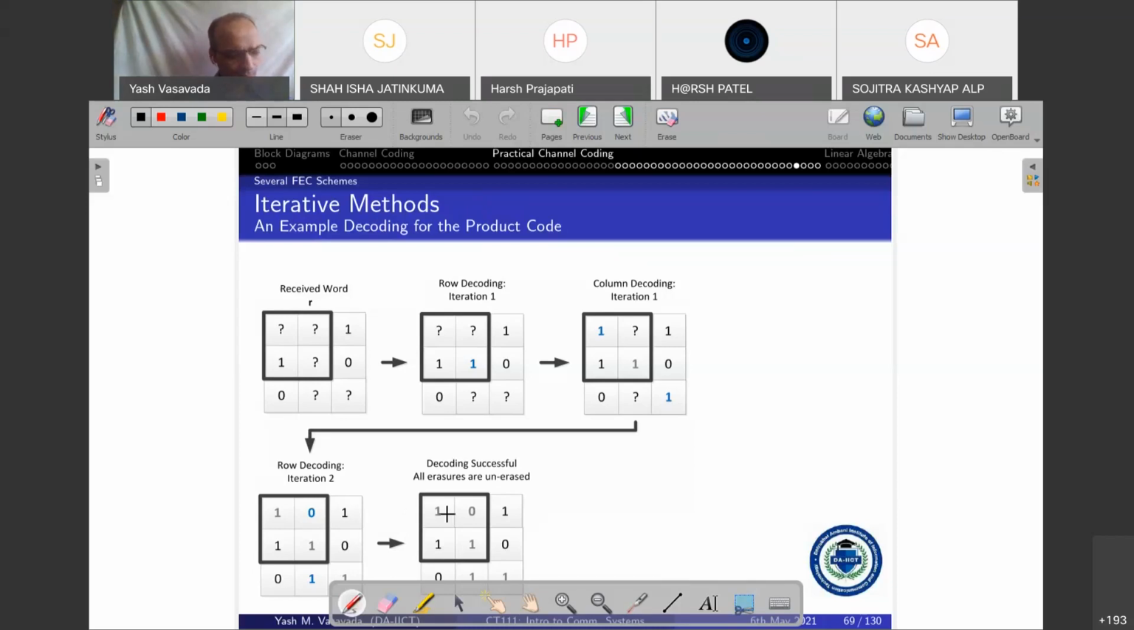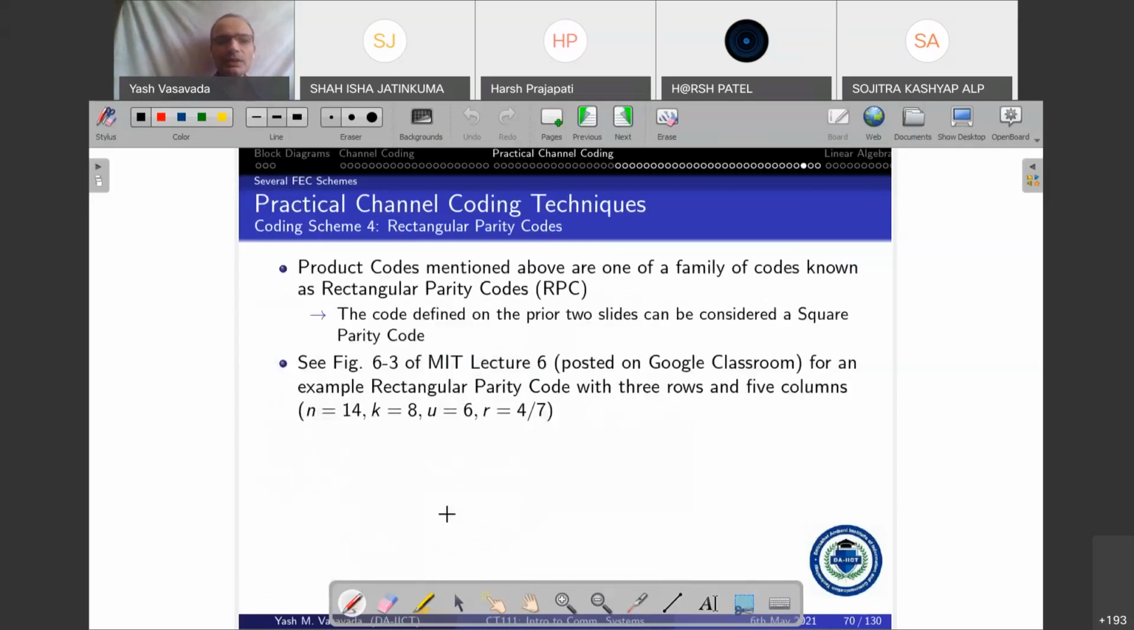Okay, now I just wanted to mention that what we looked at was a square arrangement, but it doesn't have to be square. It could be rectangular also. So instead of having the same number of rows and columns, you can put bits in a number of rows which is different from the number of columns. But the idea remains the same. You put a parity bit on each row and each column.